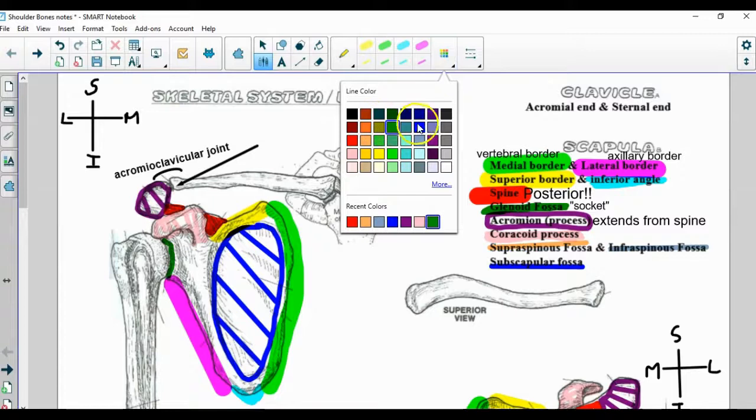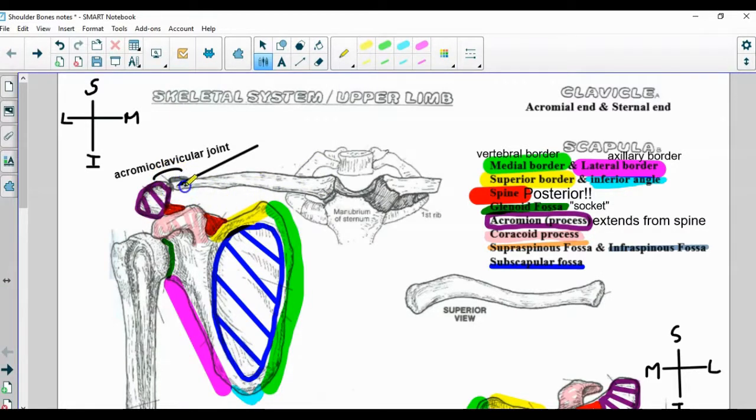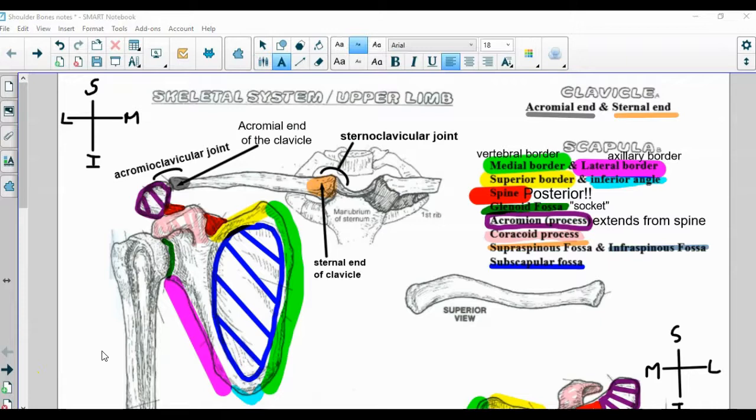It is always going to face laterally and make a joint with the acromion process. Okay, so that's the acromial end, and then the other end is the sternal end. Okay, I've gone ahead and added a couple of labels. The acromial end of the clavicle, colored gray. The sternal end of the clavicle, because it faces the sternum, I colored the peach color.